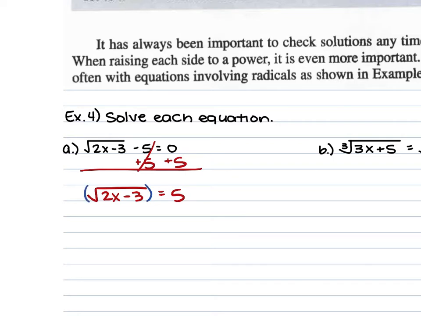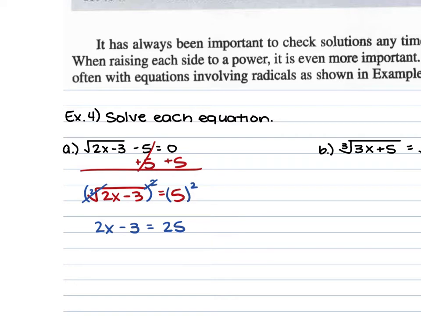We're going to raise each side to the same power that is our index. We don't have an index here, so it's understood that it's a 2. So we're going to raise each side to the power of 2. Raising that square root to the power of 2 cancels out the radical, and you're just left with what's underneath, which is the 2x minus 3. The 5 squared is 25.